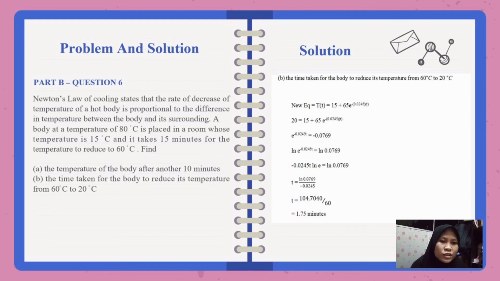And we get exponent negative 0.0245 T equal to 0.0769, and we get ln 0.0769 equal to negative 0.0245 T. And we get T equal to ln 0.0769 divided by negative 0.0245, and we get T equal to 104.07, and when we calculate that, we get the minutes. That's all.